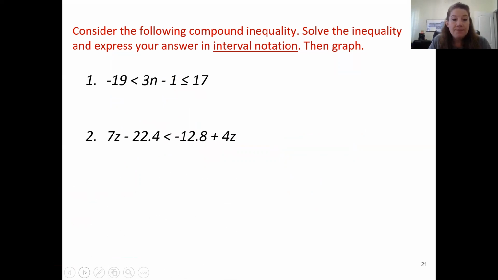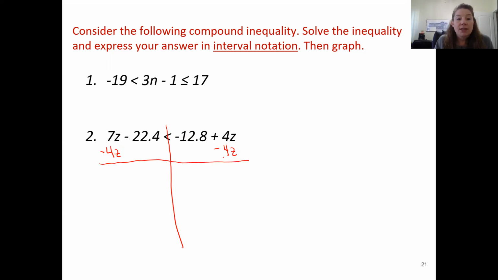All right, let's look at the next one. All right, now we only have 2 sections this time, right? So think of this kind of, how would we solve this if it was an equal sign? Well, the first thing we do is get our variables together, right? So we have a 7z and a 4z. So I'm going to bring the 4z, I'm going to cancel it out, bring it over here. I'm going to draw my wall. All right, now what do I have? 7z minus 4z is 3z. I'm going to bring everything else down, bring my inequality down, and bring -12.8 down. And this is gone. We canceled it out.